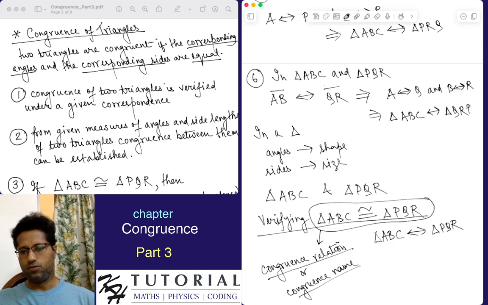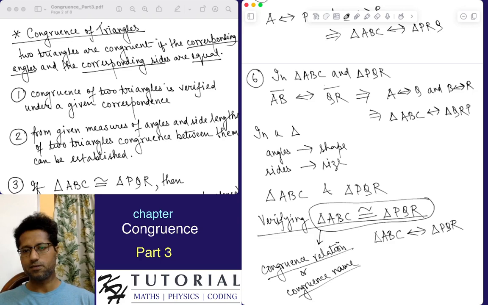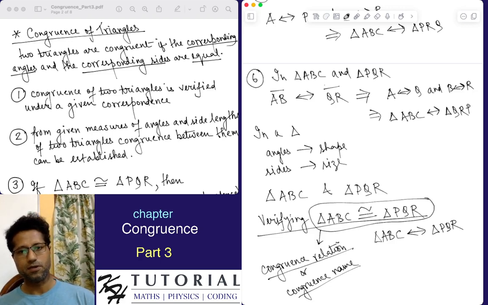If you change the order of the letters of triangle ABC, or change the order of the letters of triangle PQR, the congruence relation or congruence name will change. If you are given the congruence relation and asked to verify whether it is true or not, you know the correspondence, and then you just prove that the corresponding sides are equal and the corresponding angles are equal. This is what the first point is saying: congruence of two triangles is verified under a given correspondence. When you are asked to verify the congruency of two triangles, please note that the correspondence is also given.